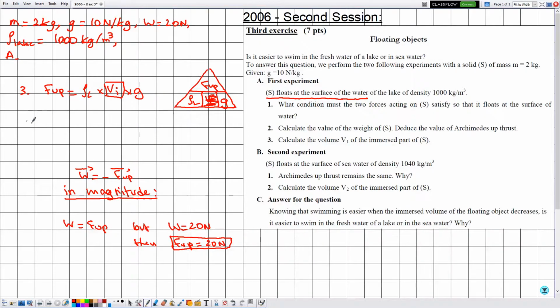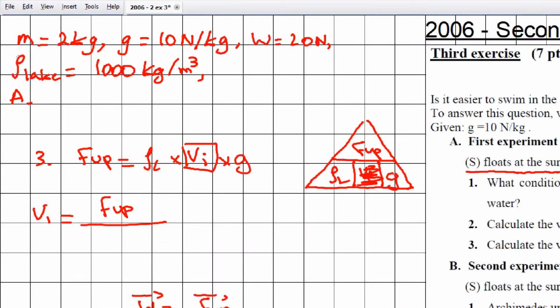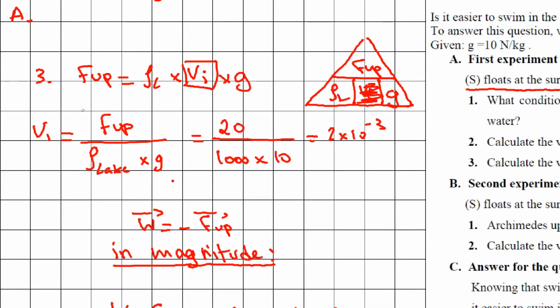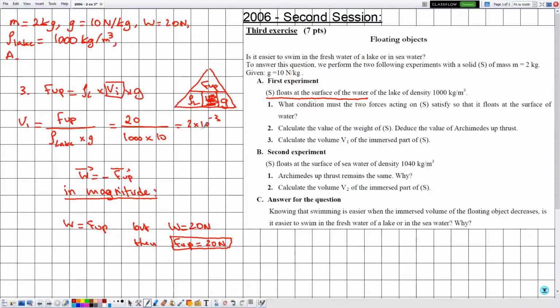Putting our hand over V1, then the immersed volume, which is denoted by V1, is given by the value of F upthrust divided by the density of the liquid. In this case, the liquid is represented by the water of the lake. So rho lake for the liquid multiplied by the value of G. The value of F upthrust is given by 20. The value of the density of the lake is given by 1000. And the value of G is given by 10. Plugging this fraction on the calculator, then the volume is given by 2 times 10 to the power minus 3. Since all of these quantities F upthrust, rho lake and G are expressed in the SI, the value of V1 will be in the SI, which is meter cube.